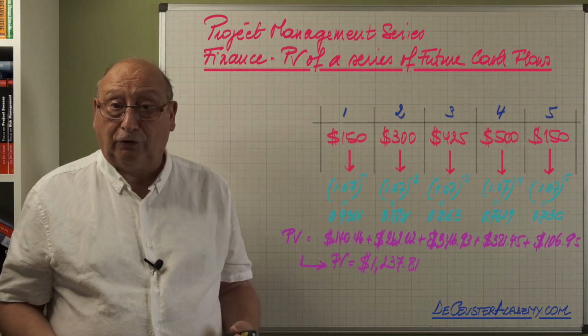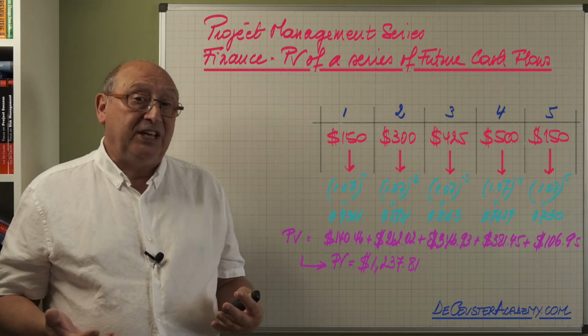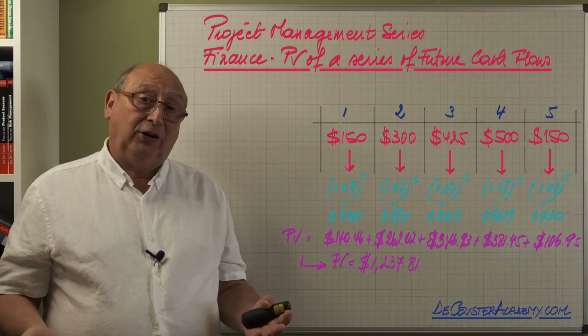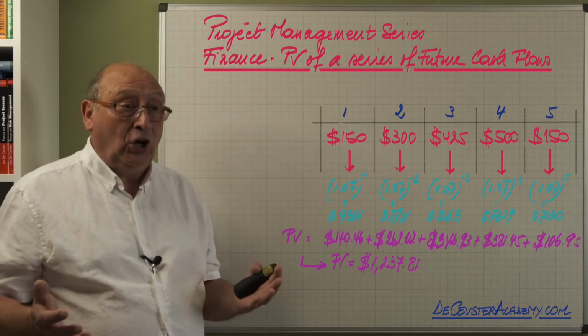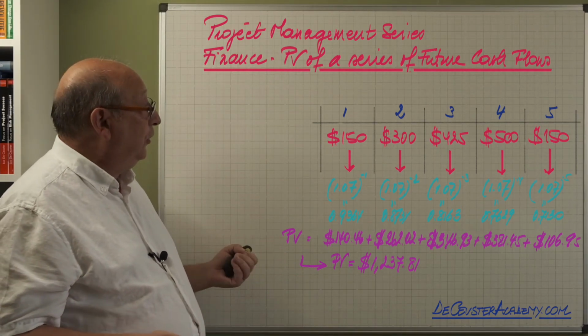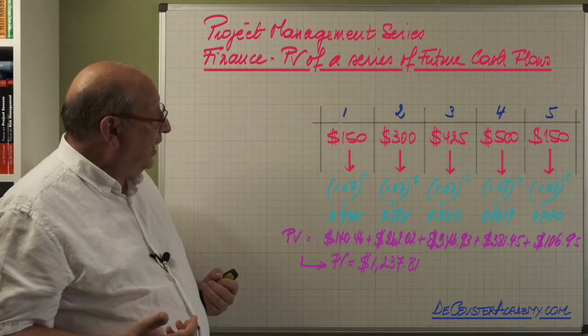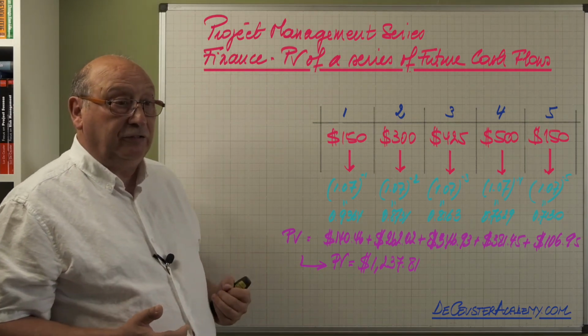On the other hand, when we have variable cash flows, the story is a little bit different. We cannot use the formula that we have in Excel, because every period the cash flow is changing. For period 1 now we have $150, for period 2 $300, for period 3 $425, for period 4 you see $500, and for period 5 $150.